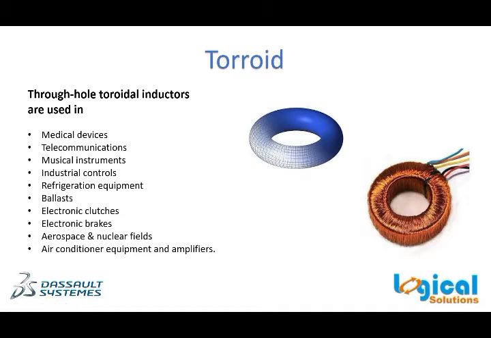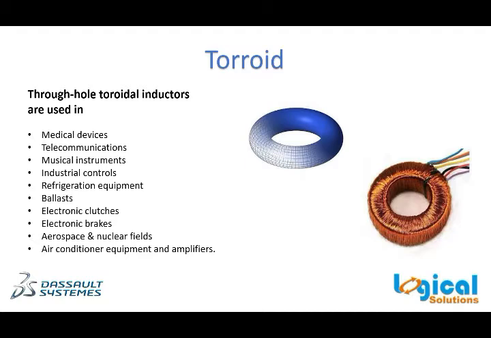A toroid is a component found in medical devices, telecommunications, musical instruments, industrial controls, refrigerating equipment, aerospace industries and nuclear fields, and even air conditioning equipment and amplifiers. As you can see in the image, a toroid typically looks like that with copper coils attached to it.